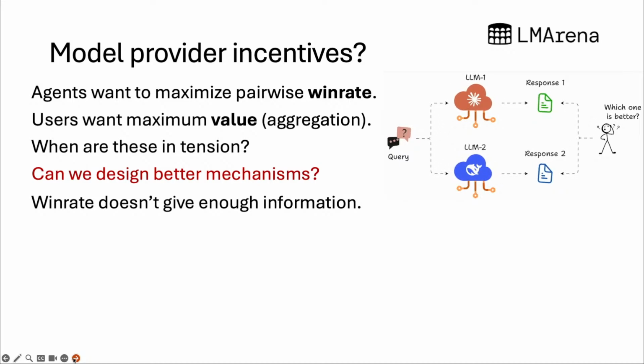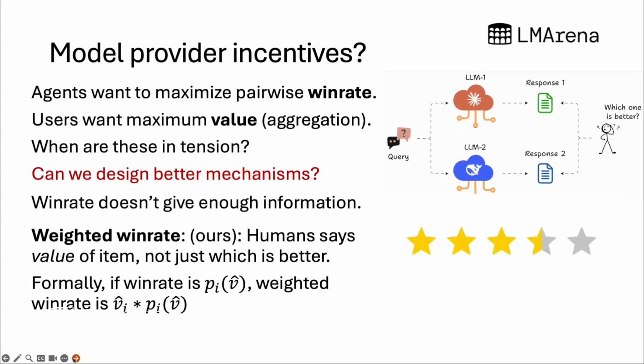So one question is, I'll talk about when can we design better mechanisms. To take Annie's question earlier, win rate doesn't give you enough information. So you're not going to be able to do this with win rate by itself. Instead, we're going to need a little more information. And that's going to be something we're going to call weighted win rate.